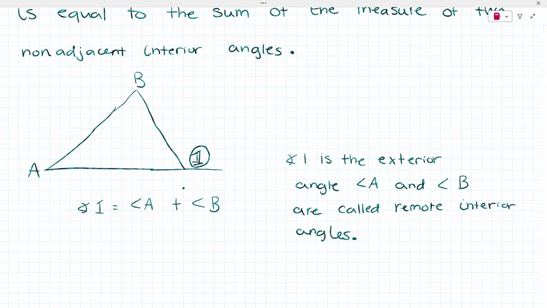Could you find angle one in another way? Yes. What would be the other way? Well, if you know this angle right here, and we don't know what angle one is, right? Or if you knew what angle one is, you could find out this angle, because if you add up these two angles, this unknown angle plus angle one, they form a straight line. So there are two ways you could figure out angle one. You can set angle one equal to the sum of these two angles, A and B, or you could say that this angle plus this angle equals 180.